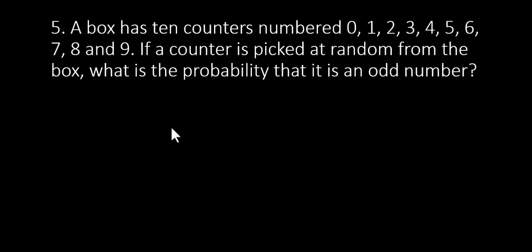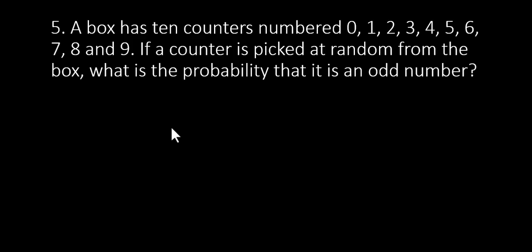All right, so our last question for today's lesson. A box has 10 counters numbered 0, 1, 2, 3, 4, 5, 6, 7, 8, and 9. If a counter is picked at random from the box, what is the probability it is an odd number?